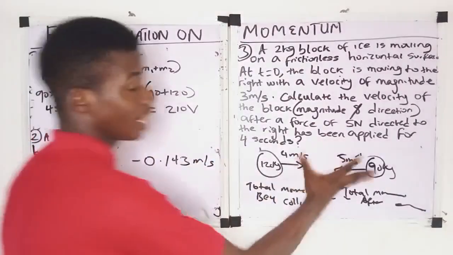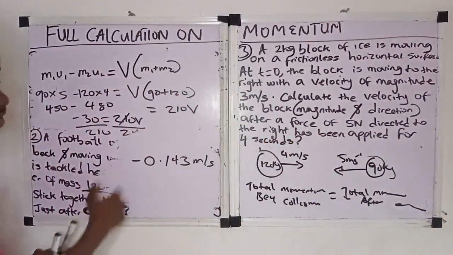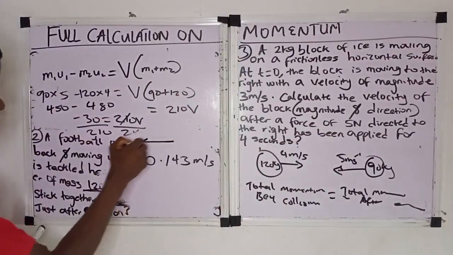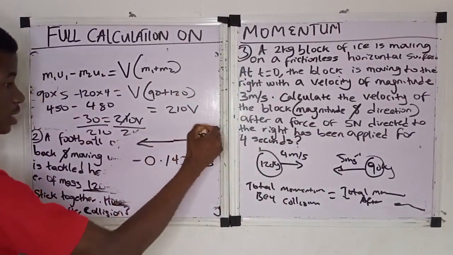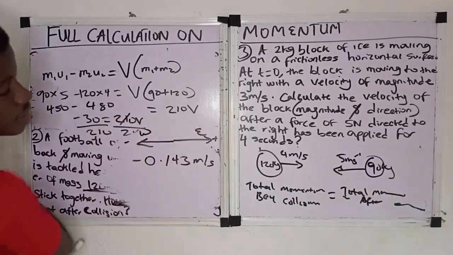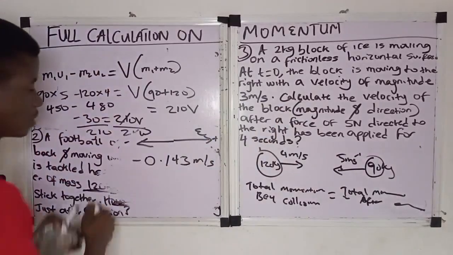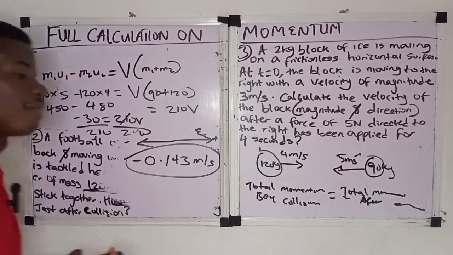So after they collide, they'll move. You see this negative sign. It means that, remember, east is positive and west is negative. So they'll move towards this side after they collide. So you find that it's very easy. This is their common velocity after they collide.